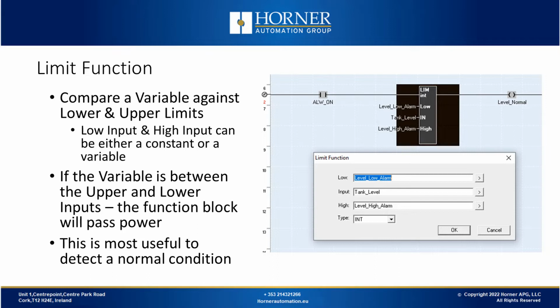This is useful for determining if a process is running normally. So, if you've established a low limit and an upper limit, and the current variable is between them, the function block passes power flow, and you know that the system is running normally.